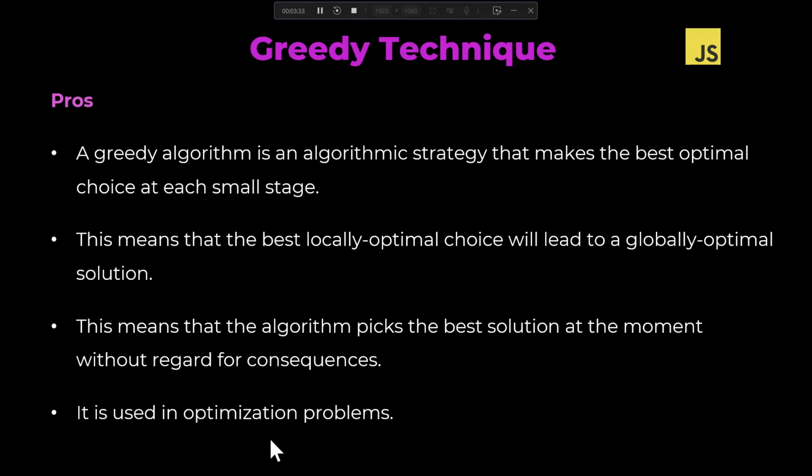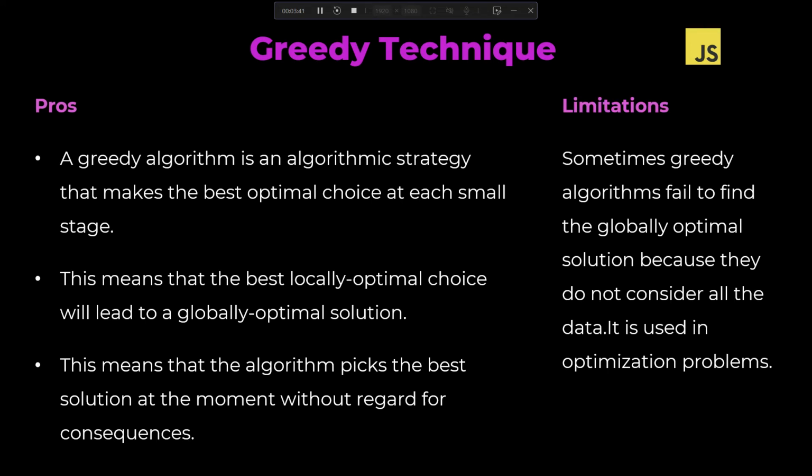So the greedy technique is used in optimizing problems. You might think, oh, that's really good, but there is a limitation. Yes, there is. The limitation is that sometimes a greedy algorithm fails to find the globally optimal solution because it does not consider all the data. So you can't solve all problems with the greedy technique, but in this particular problem, we can use the greedy technique.